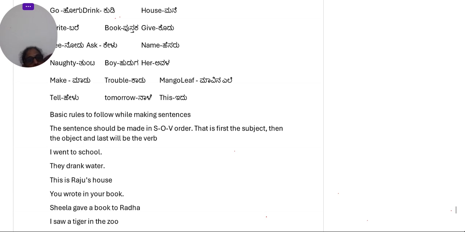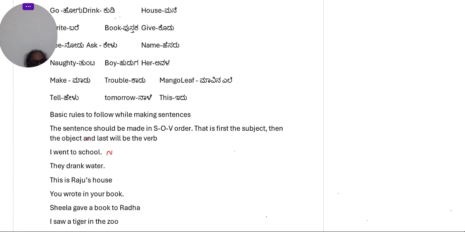A quick recap of what we did in video 1. When we have to form sentences in Kannada, we have to form them in the order SOV, that is subject, object and verb. This is the order we follow to make sentences in Kannada. So we have already done the first 5 sentences, and I'll just quickly write whatever we had done.